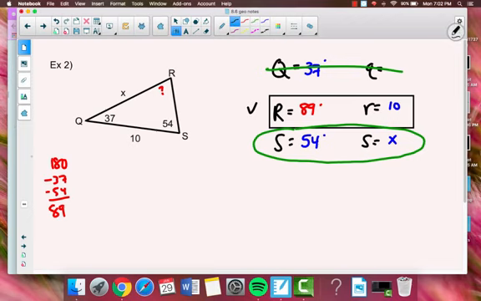And now I just go ahead and fill into my proportion. So I'm going to say sine of angle R, so 89, over its side, 10, equals the sine of angle S, 54, over x. And now we can go ahead and cross multiply just like we did in the last example. So I want you guys to go ahead and try to cross multiply this one and then tell me what you get for your answer for this missing side length.